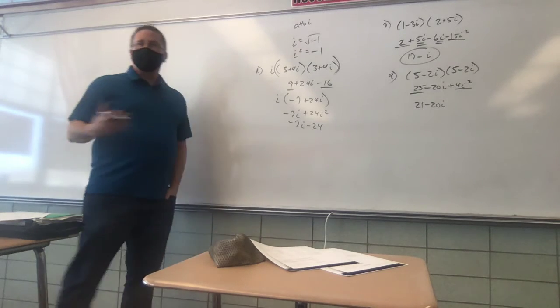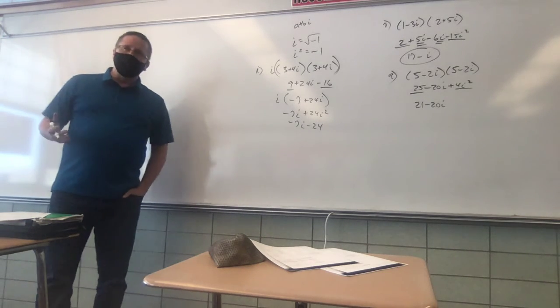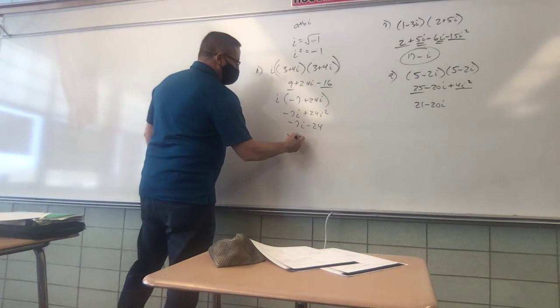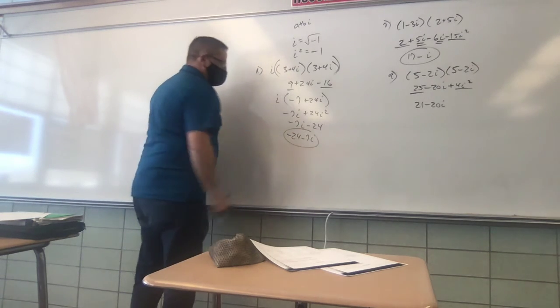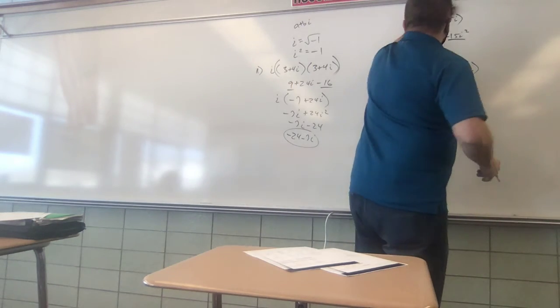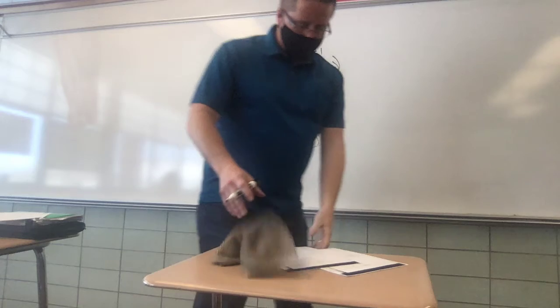Just like if I say, what's x times 2? You don't say x2, you say 2x, because that's the way you say it, okay? It really should be negative 24 minus 7i. Real part's supposed to go first. Hopefully this isn't too bad yet.